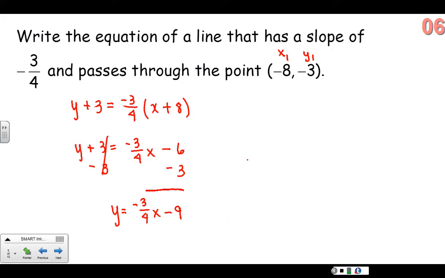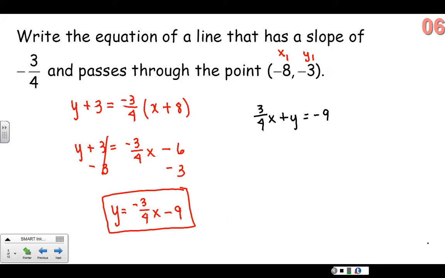Now that is the slope-intercept form of that equation. Now, if the instructions had told us to write this equation in standard form, what we would have done here is move the x back over, of course. So I would have 3/4 x plus y equal to -9.